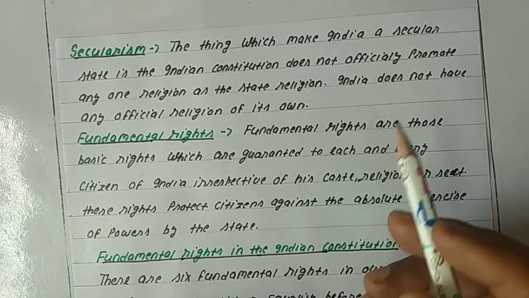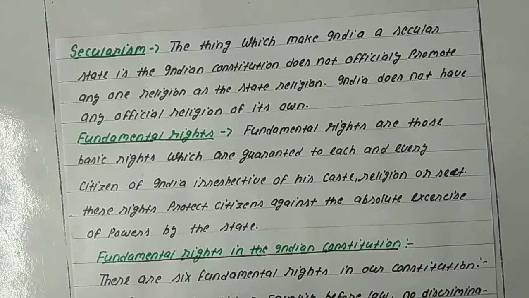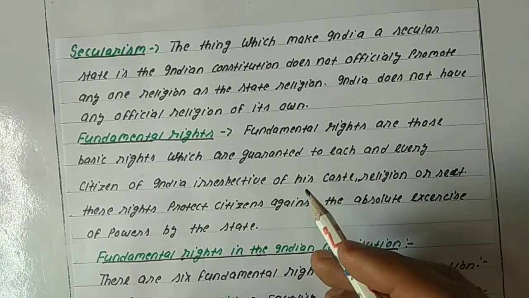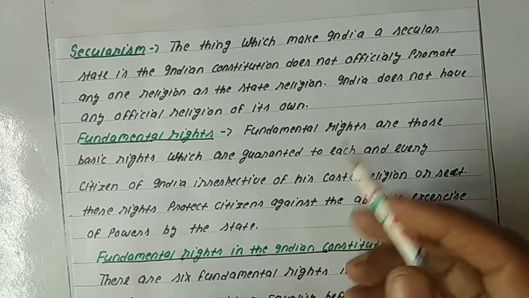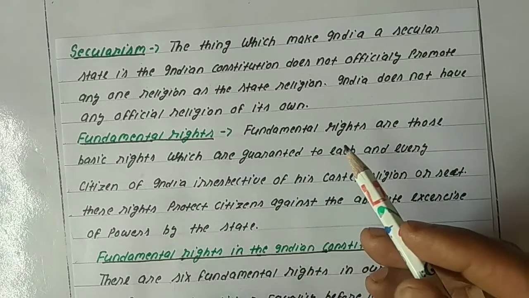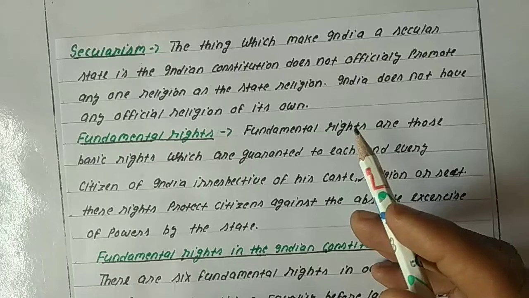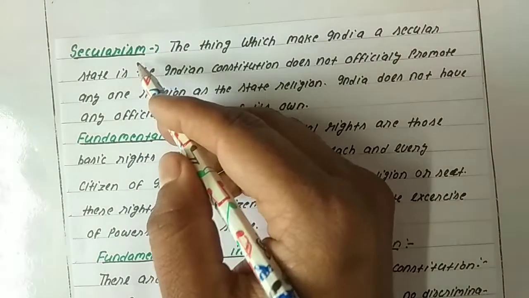A secular country is that country which does not have any religion of its own. So here India also does not have any religion of its own. Here all the religions are treated equally. So India is a secular country. This is a very important feature of our constitution.